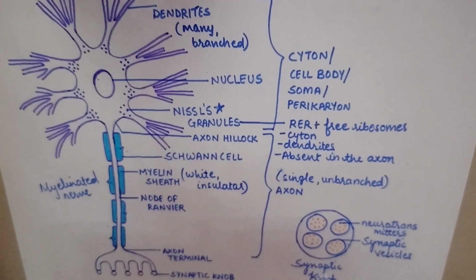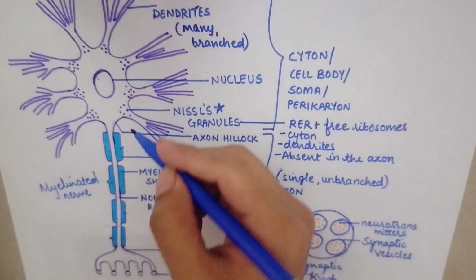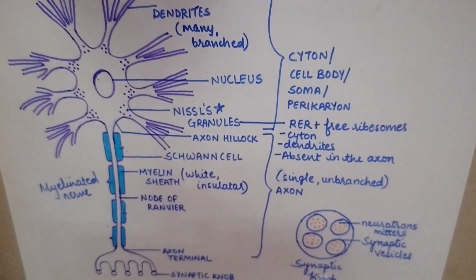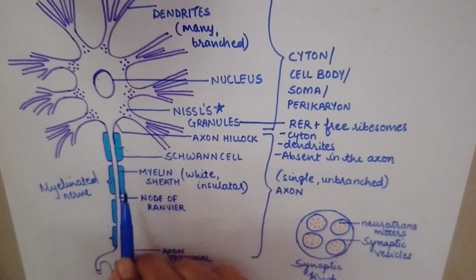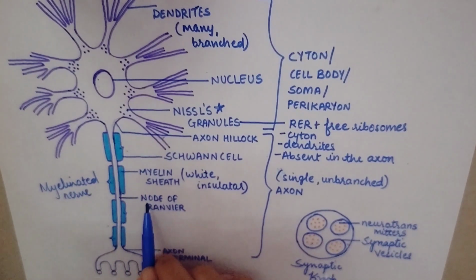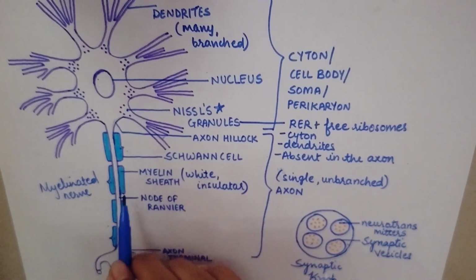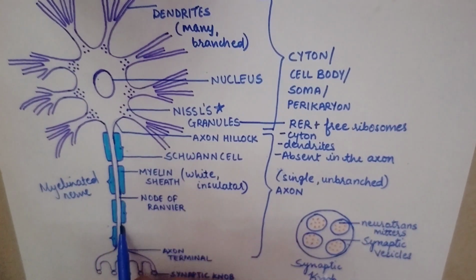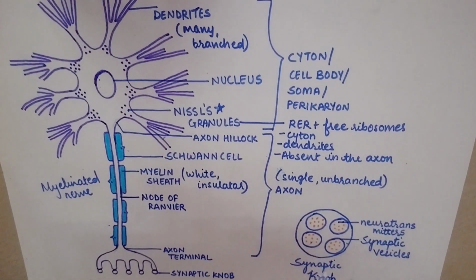Now you will notice here that this myelin sheath is not continuous throughout the length of the axon, right? There are certain gaps present in between. These gaps are called node of Ranvier. So this over here is the node of Ranvier. Remember that the myelin sheath is not continuous throughout the length. There are certain gaps which are called node of Ranvier.